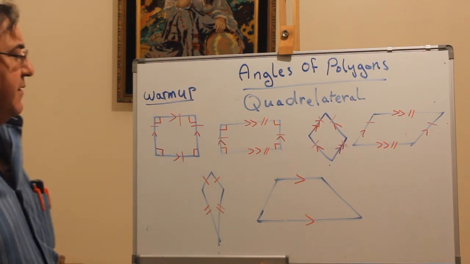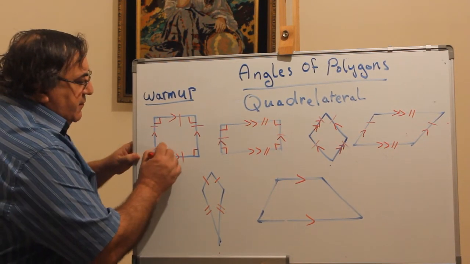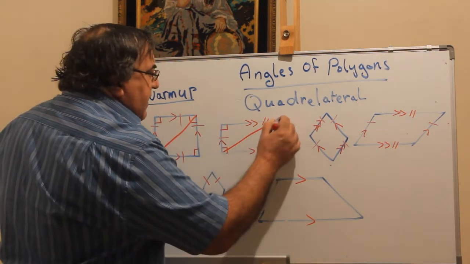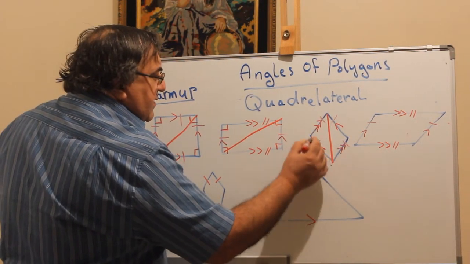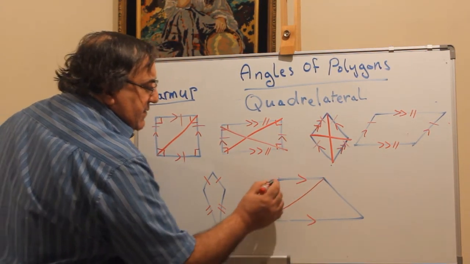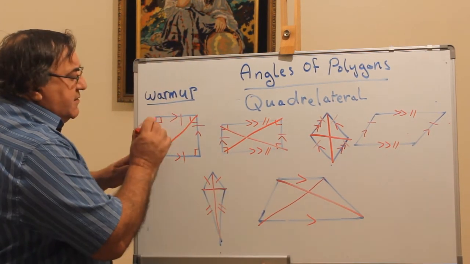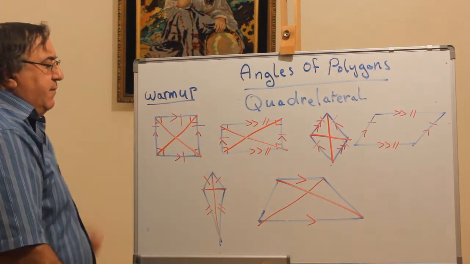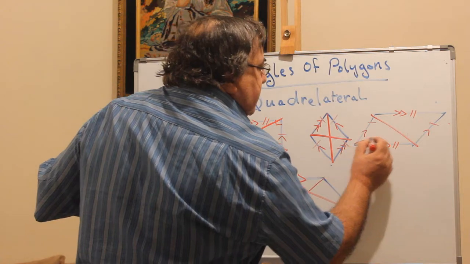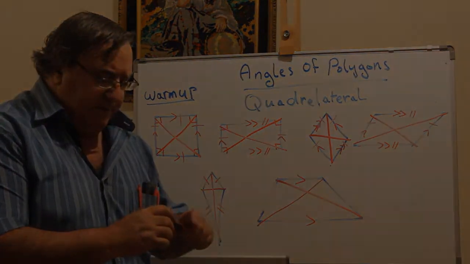I want to remind you of something. If we cross any vertex to the second vertex, we call this line a diagonal. This is a diagonal. This is a diagonal. Please remember this word, diagonal. Diagonal is the line which passes from vertex to vertex inside the polygon. Okay, let's go now to the third polygon, please.